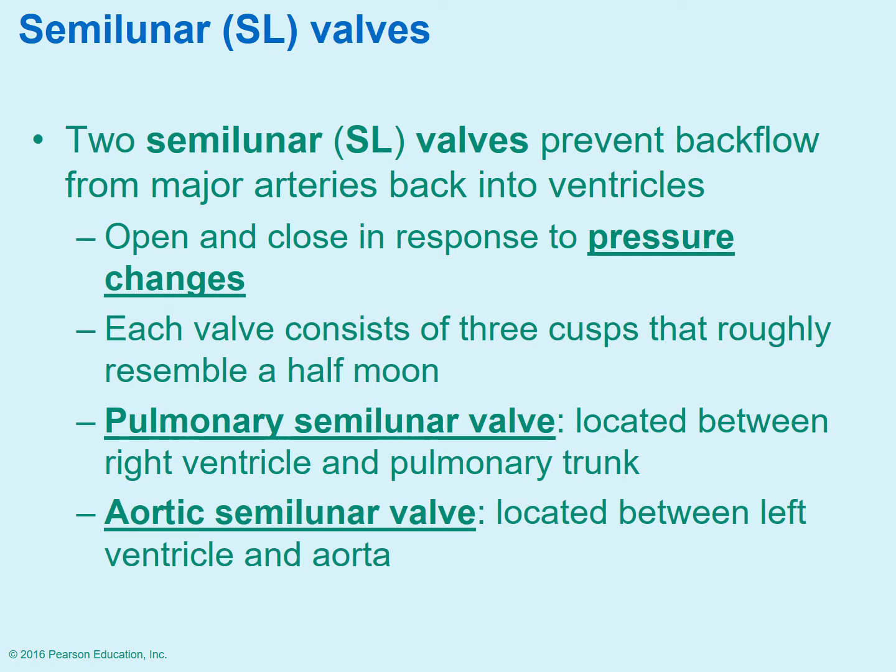Semilunar valves, or the SL valves, prevent backflow from the major arteries back down into the ventricles. They also open and close, responding to pressure changes. Each of the semilunar valves has 3 cusps. They look like a half moon, which is how they get their name. The pulmonary semilunar valve is between the right ventricle and the pulmonary trunk, and the aortic semilunar valve is between the left ventricle and the aorta.